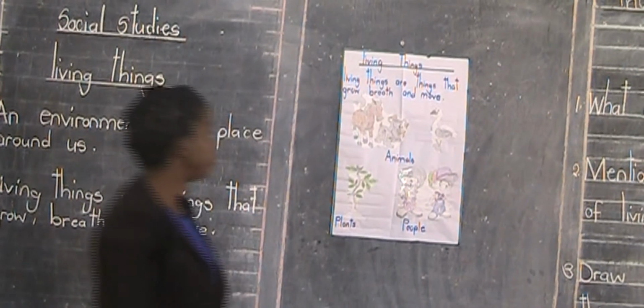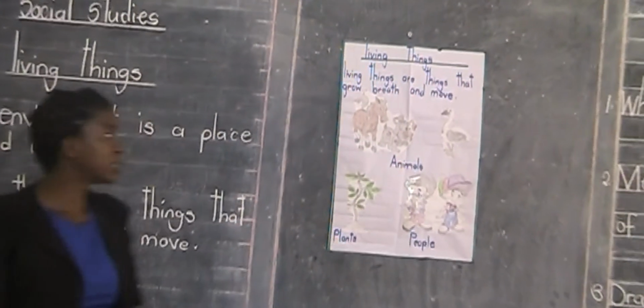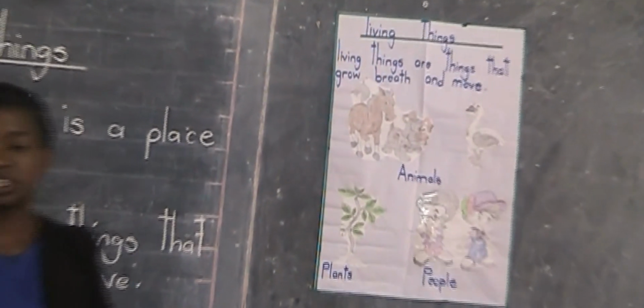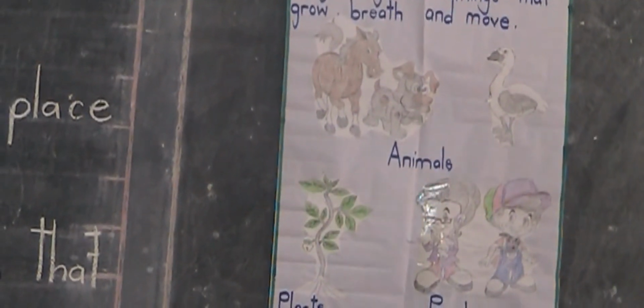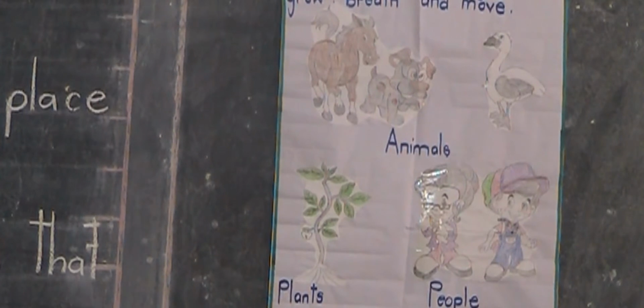So what can you see from the chart? Tell me the different types of living things that you can see from the chart.